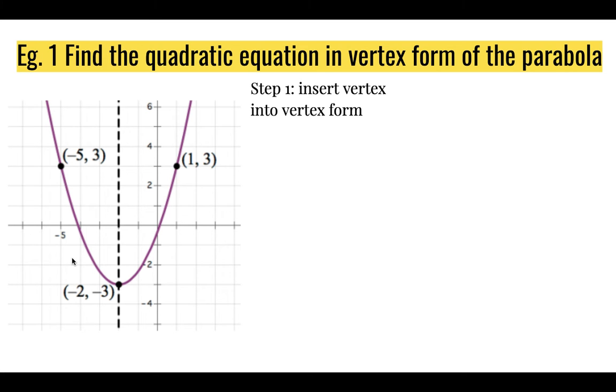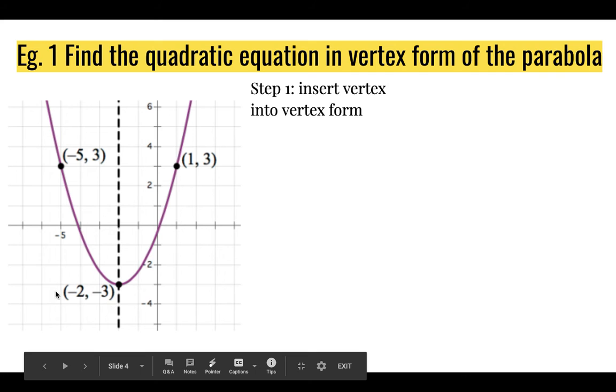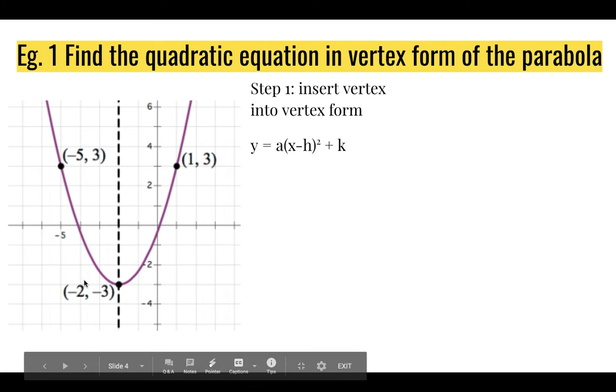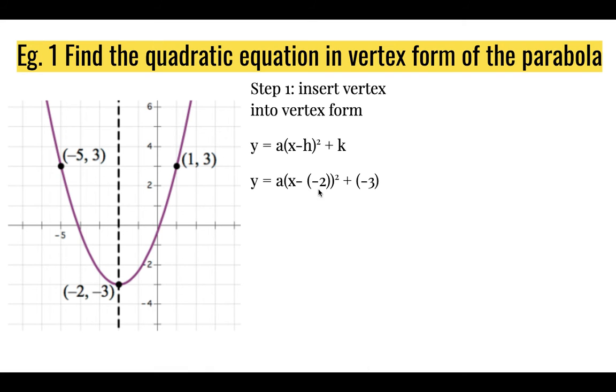So step one is to insert our vertex coordinates into the vertex form of our equation. Just a reminder, here's the vertex form: y equals a times x minus h squared plus k. Now, remember, h is the x value, so h is going to be -2, and k is the y value, so k is going to be -3. If we put those in, I'll put h in brackets just so it's easier to see: x minus -2, and then plus -3.